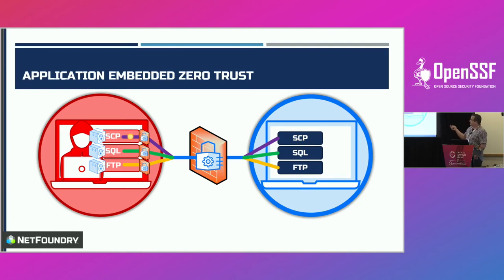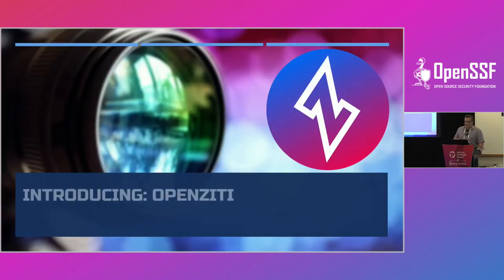Because the application itself, if it's been Zetified, if it's had an open source zero trust SDK baked into it, only knows how to communicate to the other applications which it's allowed to communicate to. Same goes for SQL. You try to send FTP traffic from SQL, obviously it's made up, but if you did, you can't. And you can't send SCP traffic from SQL either.